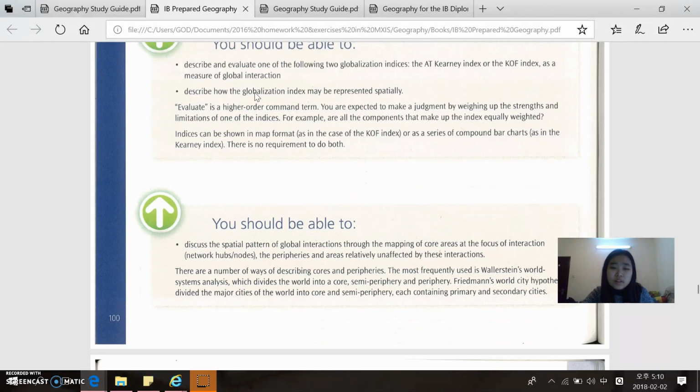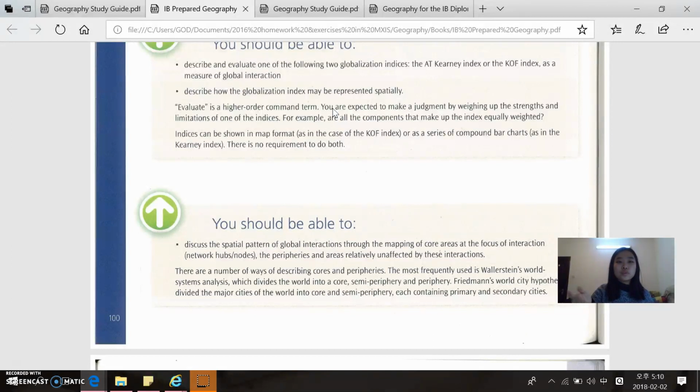And we have to describe how the globalization index may be represented spatially. So what does that mean? Spatial is like space, right? Usually, because the AT Kearney index and KOF index, these globalization indices, of course observe the world as a whole, like each of the countries, naturally each of these countries will have different scores or different values of the index.